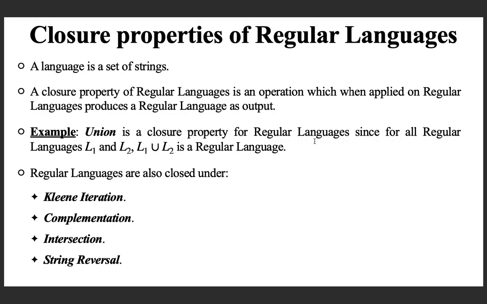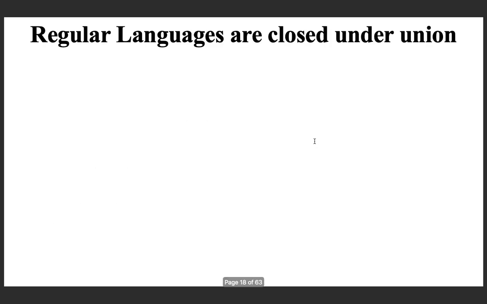We can also prove that they are closed under string reversal, meaning if you look at a regular language, then the language which contains the reverses of strings in the original language will also be regular. We can look at each case. First, we will prove that regular languages are closed under union.